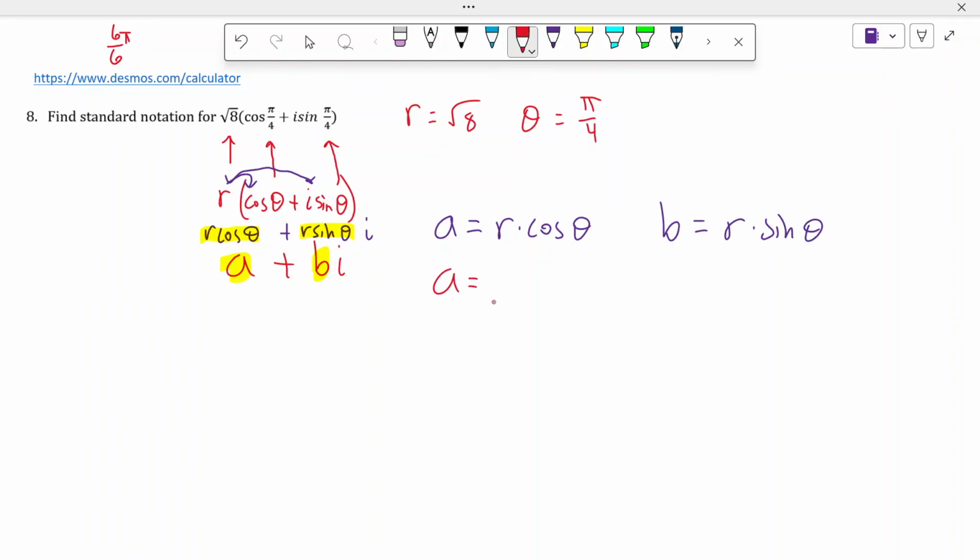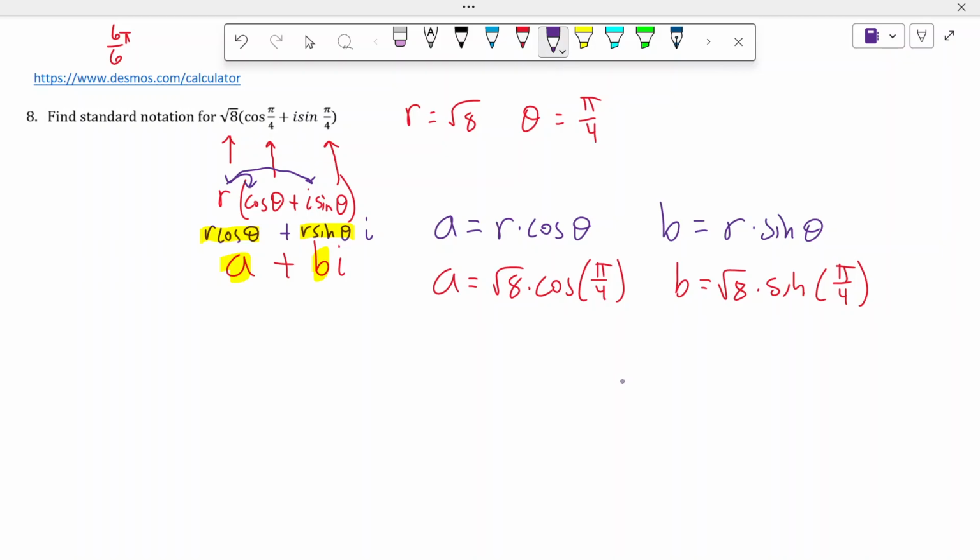So a is going to be root 8 times the cosine of pi over 4. And then b is going to be root 8 times the sine of pi over 4. So we just need to crunch that. Now, okay, how do we crunch that? We could use a calculator and Desmos, but we probably want to see if we can get an exact value, because this angle is pretty nice.